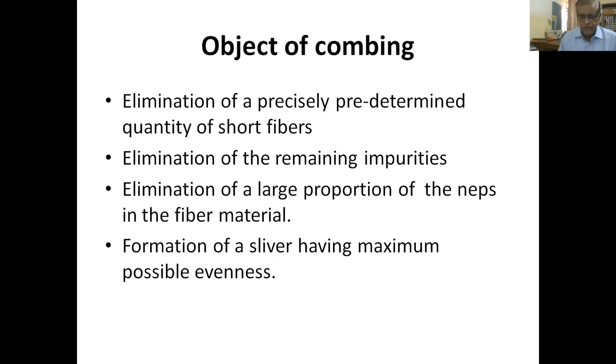Next is elimination of the remaining impurities. The material has already passed through the blow room and carding machine, and most of the impurities have already been removed. So whatever impurities remain will be removed in the combing machine. The combined cleaning efficiency of the blow room and card is of the order of 95 to 98%. So whatever impurities are left should be removed by the comber.